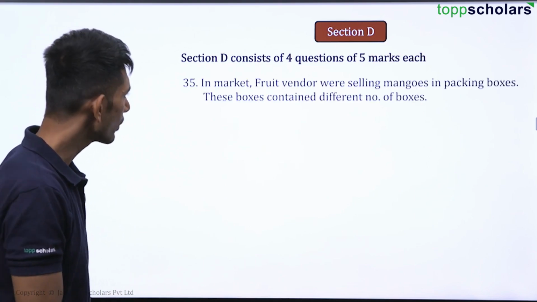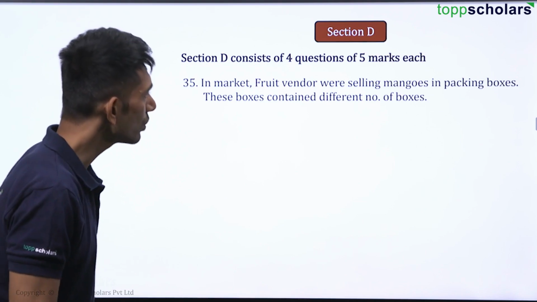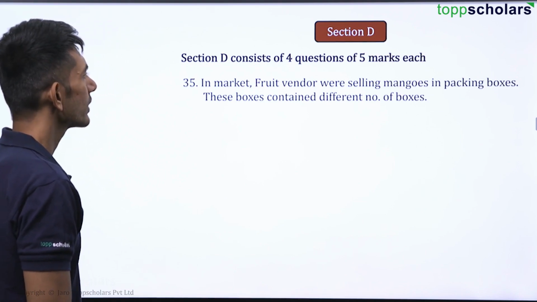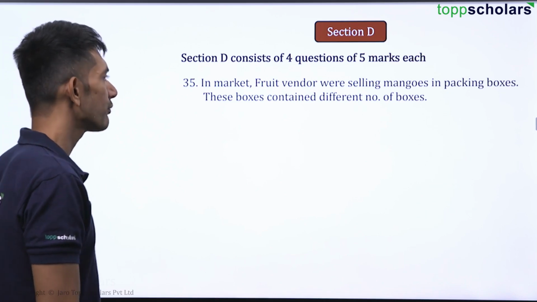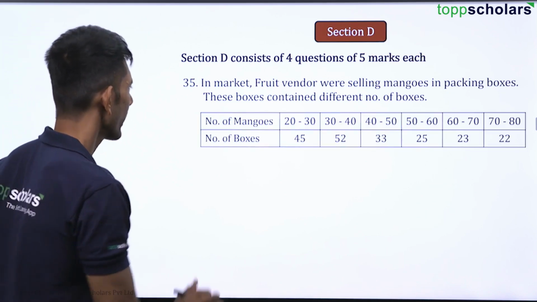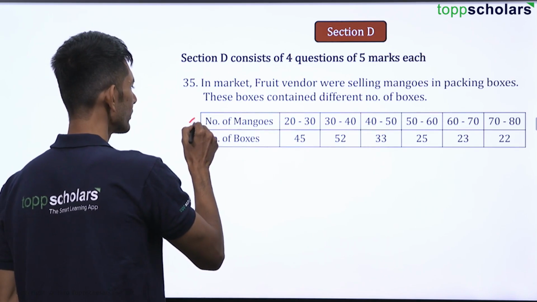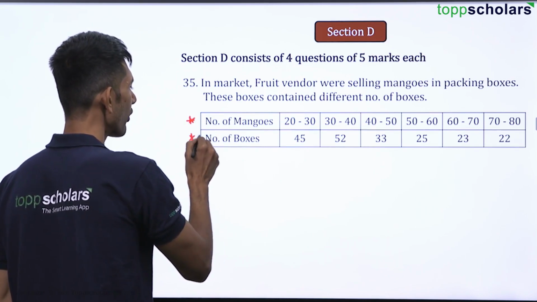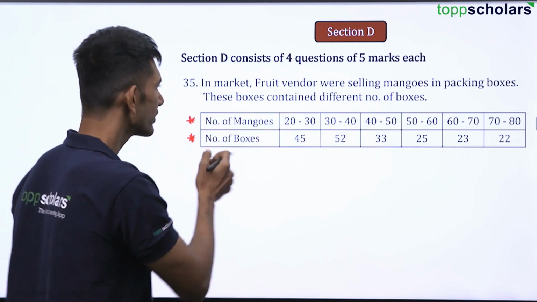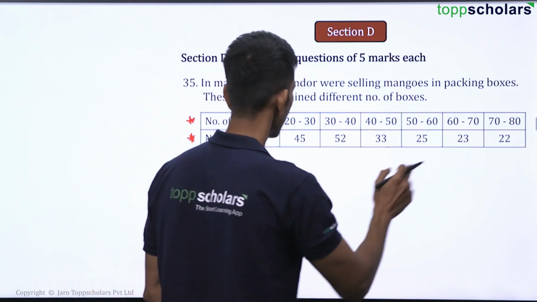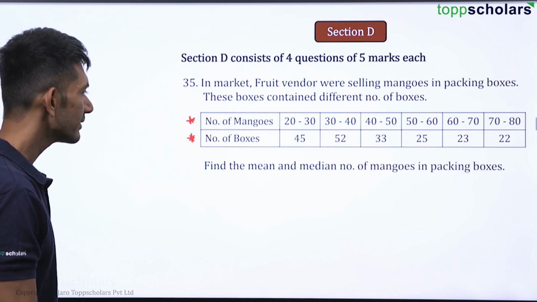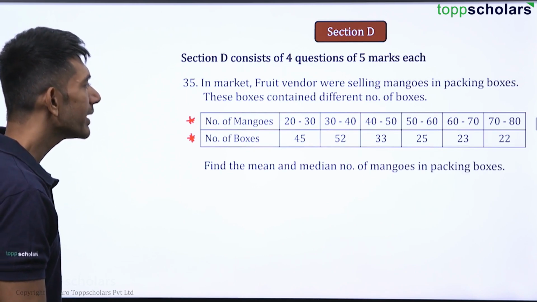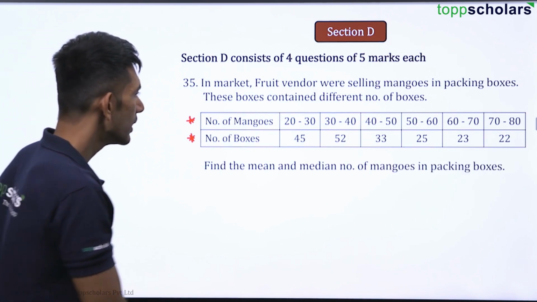So let's have a look at a new question. It says, in a market, a fruit vendor was selling mangoes in packing boxes. These boxes contain different number of mangoes. Okay, so there are number of mangoes and there are number of boxes. So number of mangoes are 20 to 30, 30 to 40, 40 to 50 and so on. Number of boxes are here. And then the question says, find the mean and median number of mangoes in the packing box.